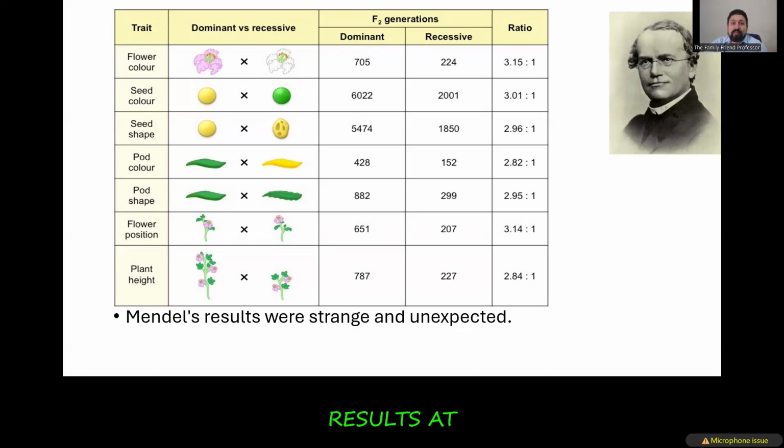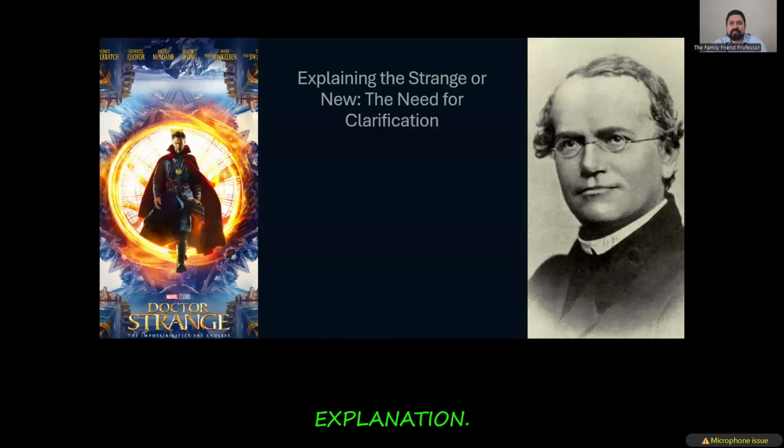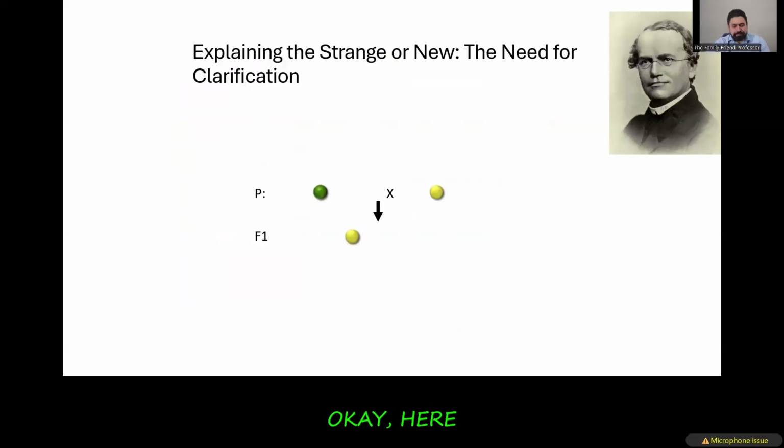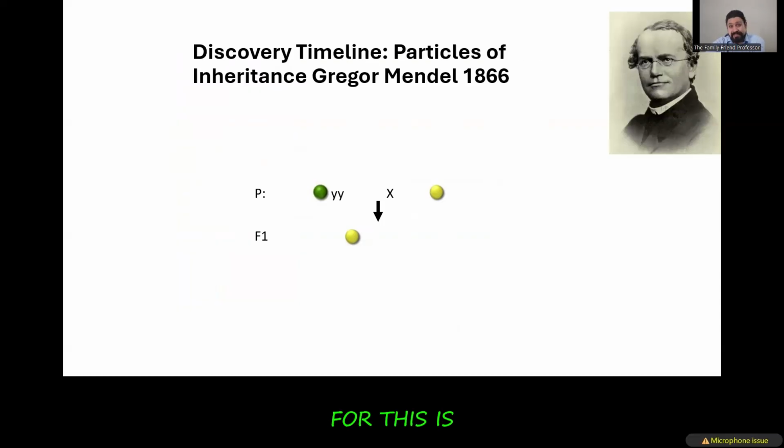So these results at Mendel's time were kind of strange and unexpected. And whenever you come up with something unexpected, right, you have to offer some type of explanation. So Mendel wants to come up with some type of explanation. So then Mendel says, okay, here are the two parents that I have used. I crossed them, and the F1 is yellow, right? So he said the reason for this is that each parent has two factors, two letters, right? Little y, and this one has big Y, big Y.